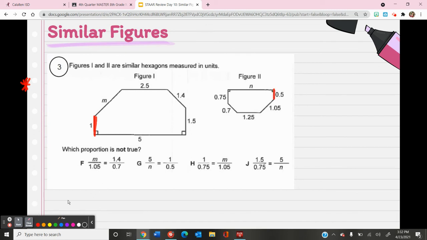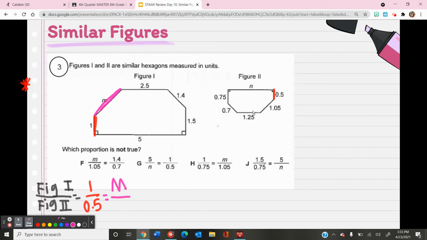So here I'm going to write figure 1 over figure 2. Now for this one, we're going to set up our proportion, but I'm going to show you a different way on how to solve this. So for figure 1, I have 1, and on figure 2, I have 0.5. Now if I keep going, I now have M.